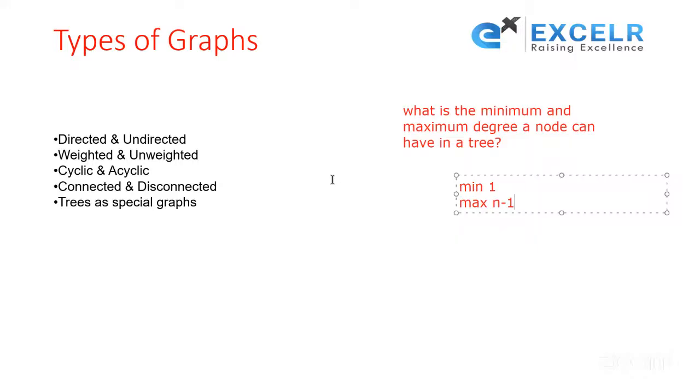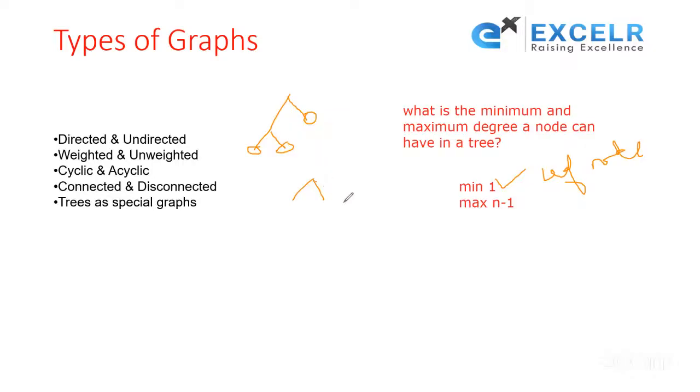See, now let me draw a graph. So this is the graph, right? What is the minimum degree for this? It is 1. So minimum can be 1. And when it is 1? When it is a leaf node. And maximum it can have how many? It can have like this, n minus 1.